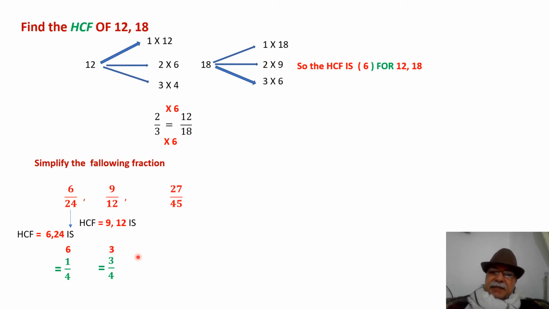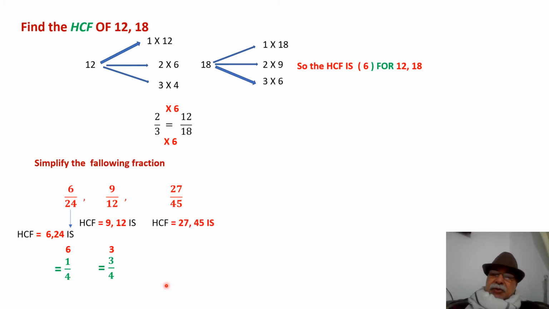3 is the highest common factor between 9 and 12. So I divide 9 by 3, it becomes 3. 12, how many 3s? 4. So I simplify this fraction to 3 over 4, and I can do it the first way, the same, as 3 over 4.